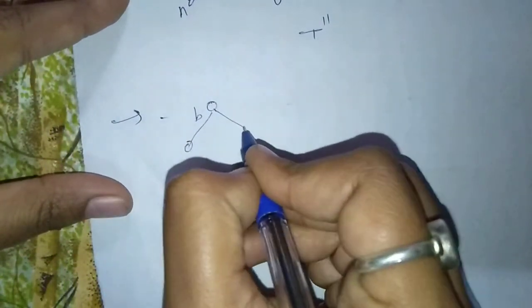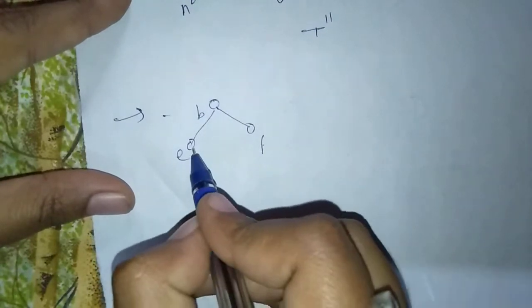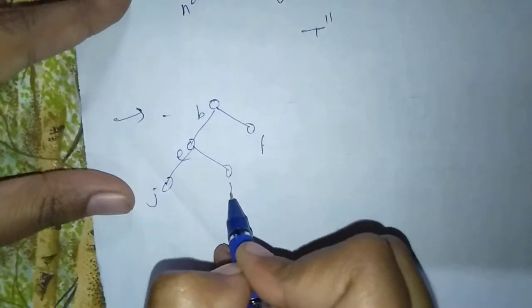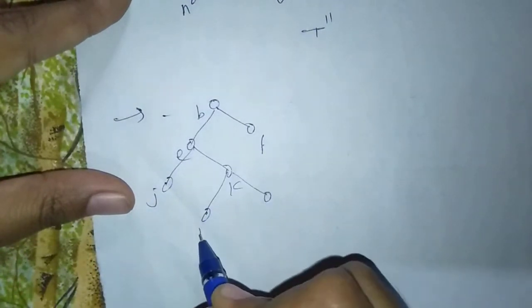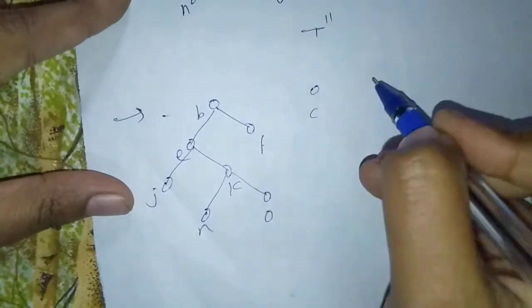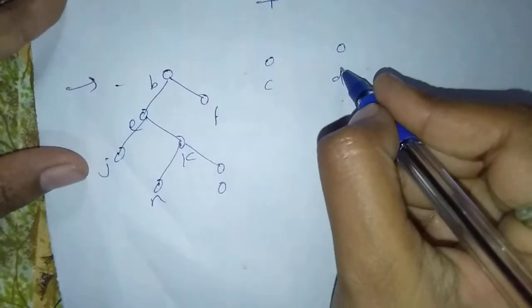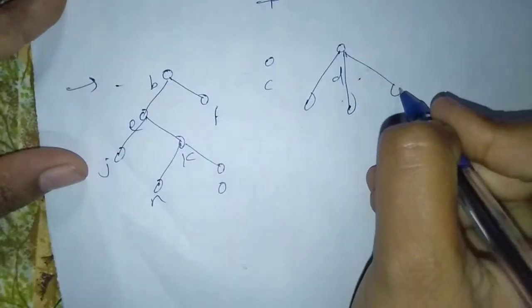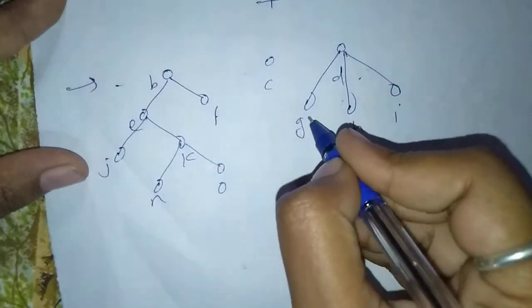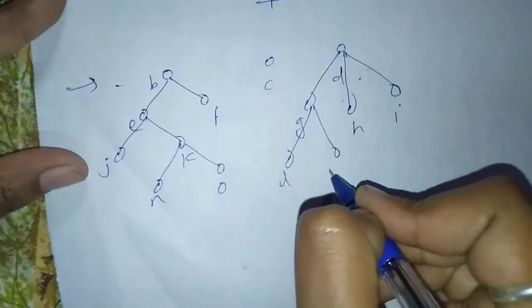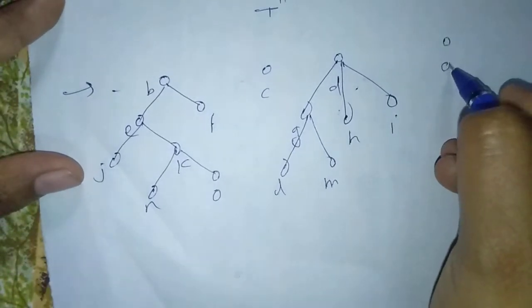So postorder traversal, first take the subtree: B, E, F, J, N, O. Next C, next subtree D, G, H, I, L, M and last root A.